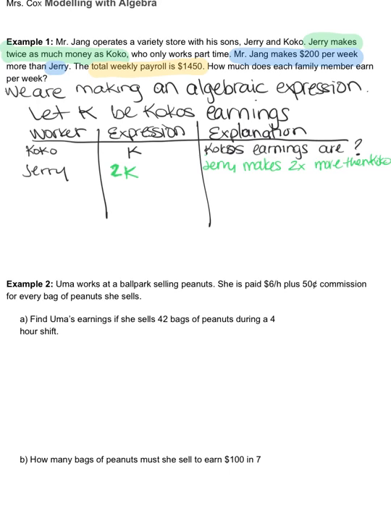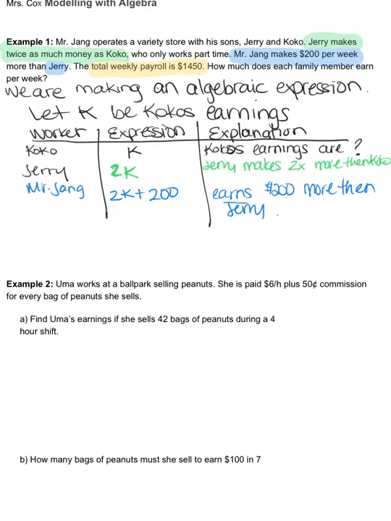And then what about Mr. Jang here? Well, there was some information about Mr. Jang too. It said that Mr. Jang makes $200 per week more than Jerry. Sorry, I was writing too close to the toolbar. So I know that Mr. Jang is going to make the same amount as Jerry, so that's 2 times K, but then he makes a little bit extra, which is that $200, so plus 200. Okay, so he earns 2K plus 200.